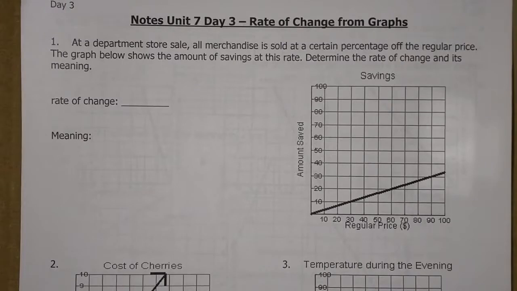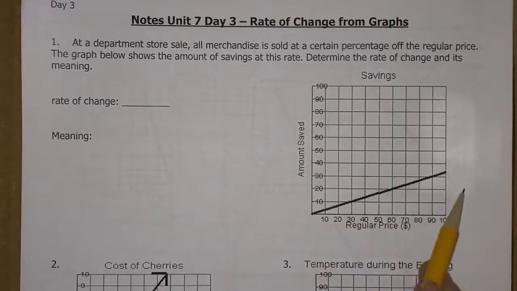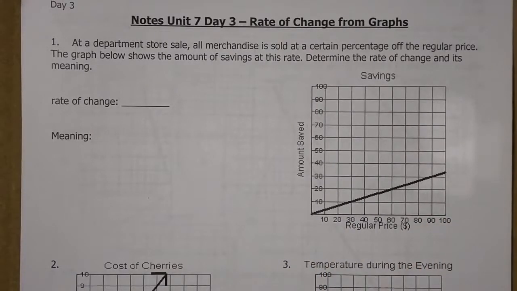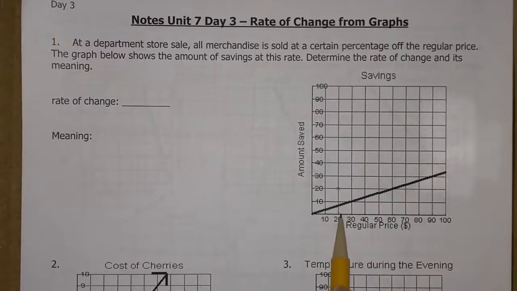At a department store sale, all merchandise is sold at a certain percentage off of the regular price. The graph below shows the amount of savings at this rate. Determine the rate of change and its meaning. The rate of change really just means slope. So first thing we need to do is pick 2 points. There are not any that are just given to us, so we need to find perfect points. They need to be on the grid line. So like if that were on the graph, that'd be a perfect point.